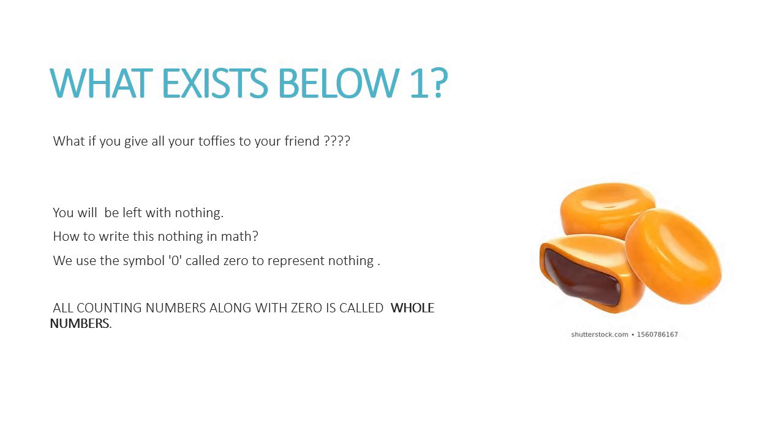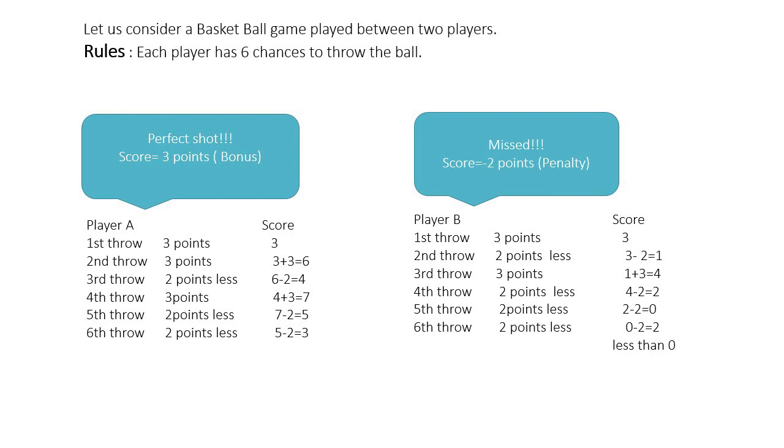To understand the concept of negative numbers, let's consider a basketball game played between 2 players. Rules of the game are: each player has 6 chances to throw the ball. If a player hits the shot, he scores 3 points. If he misses the shot, 2 points are deducted from his score. So let's see the outcome of the 6 throws here.